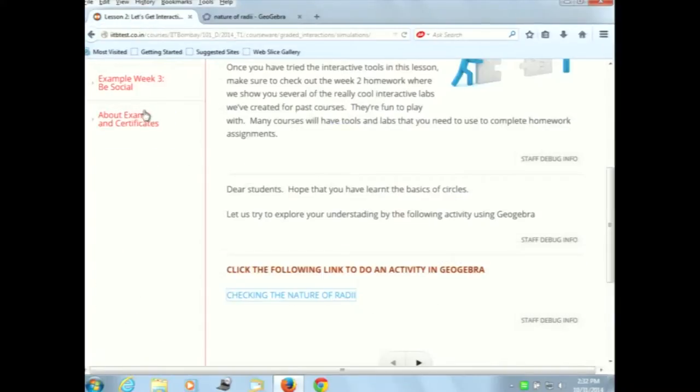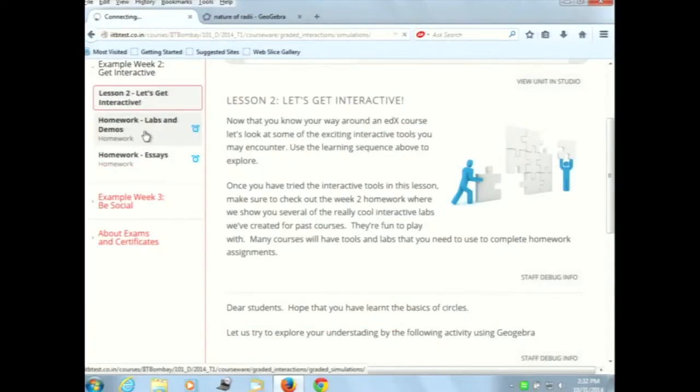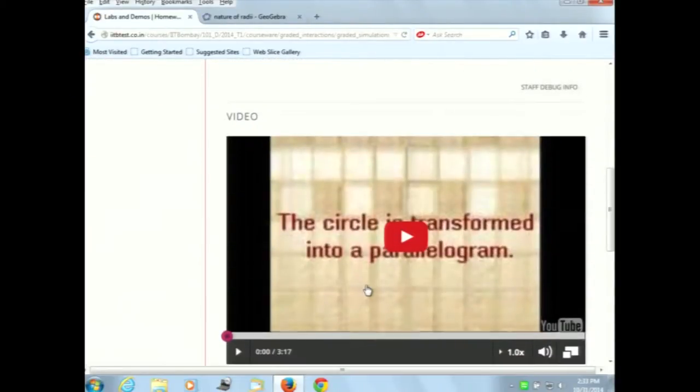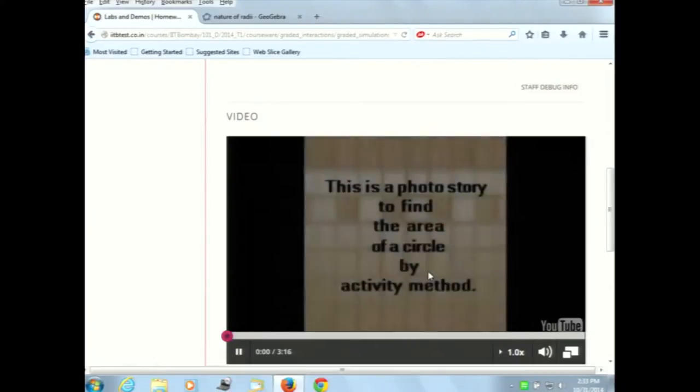We will go to the next session. Again, in the labs and demos, that is the next session we have selected. In the labs and demos, we had two things here. One is a video explaining the meaning of the area of a circle. And I will show you a part of it, how a circle is taken.